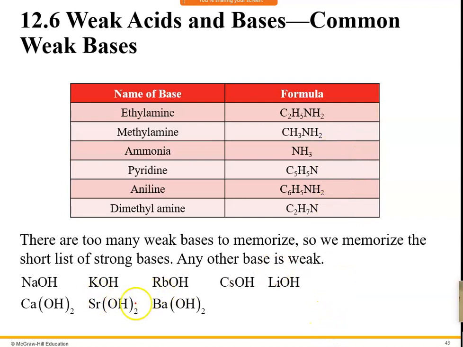Here are the examples of the strong bases. Notice it's the 1As: sodium, potassium, and lithium. Remember, those are the 1A metals. And then we have the 2A metals: barium, strontium, and calcium. Rubidium and cesium are actually 1As. These are not very common. They are strong, but they are not the common ones. So these are the 6.